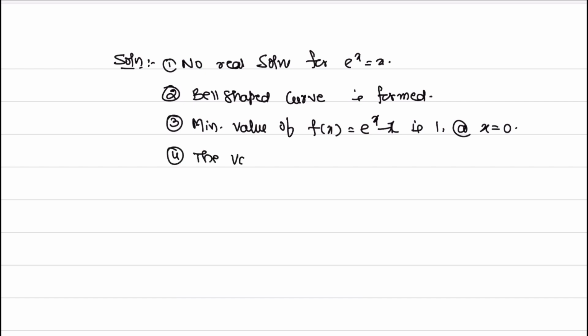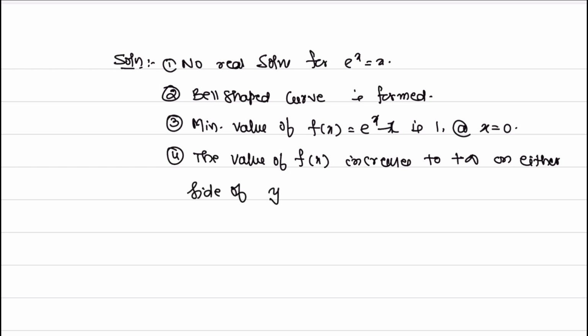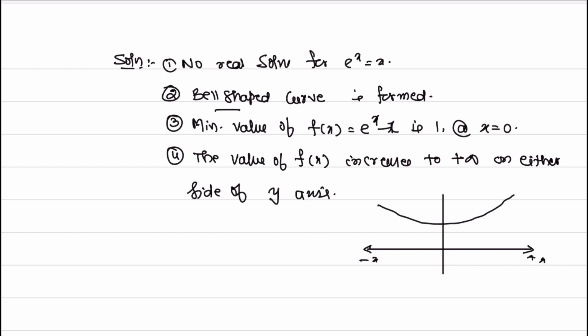The value of function x increases to plus infinity on either side of the y-axis. Hence it is a bell-shaped curve. The final plot is like this. Minus x, this is plus x, it is like this.